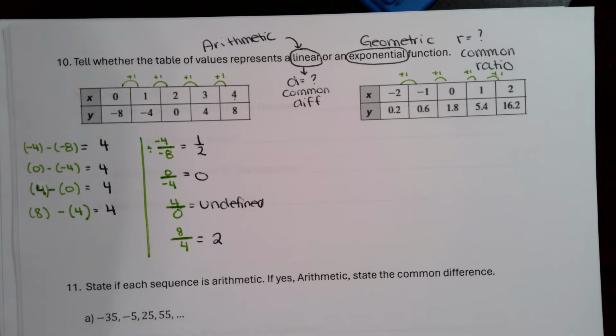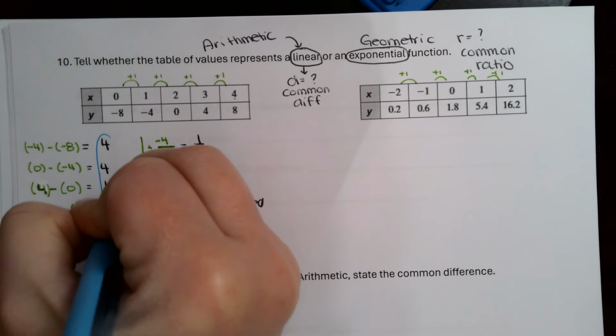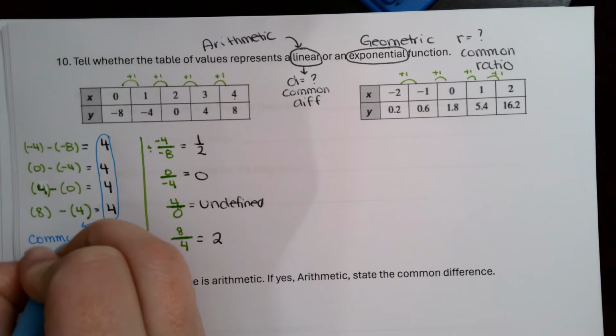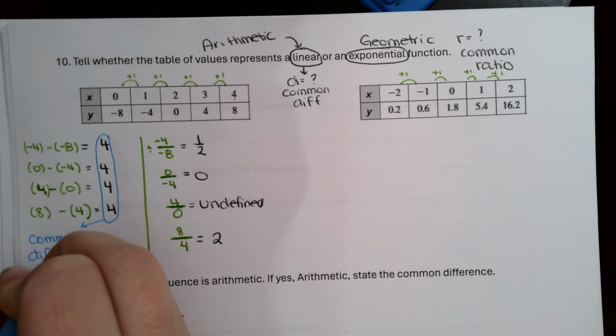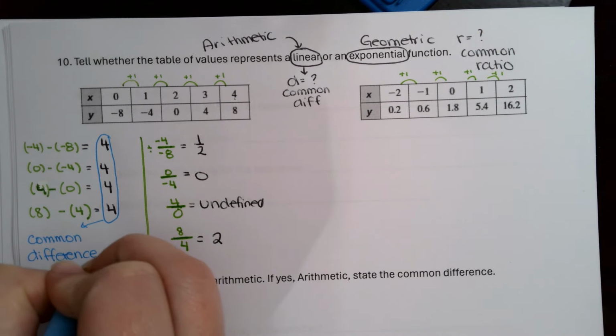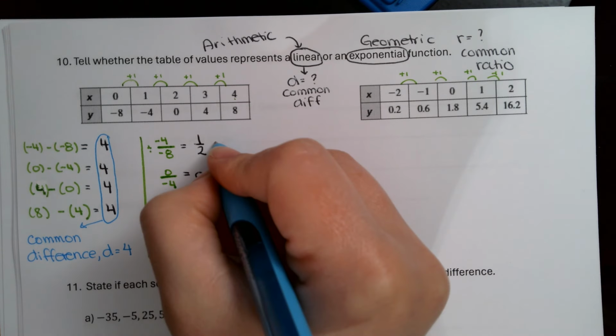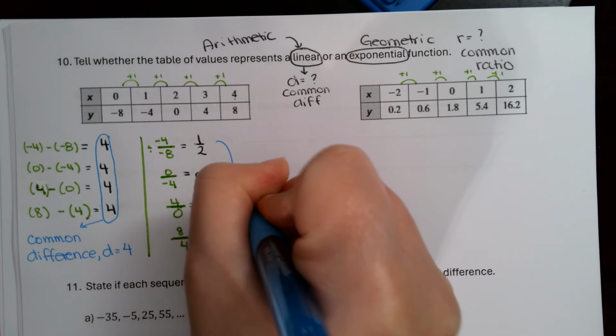So what is the purpose of the question here? We are asking which is linear or exponential, which means is it arithmetic or is it geometric, which means does it have a common difference or does it have a common ratio? So if we take a look here, notice that we have a common difference of 4. Because these are different, this is not geometric.